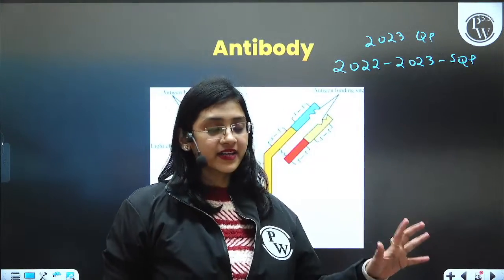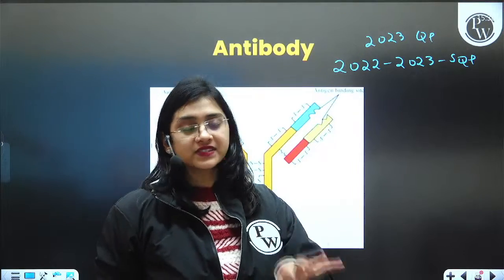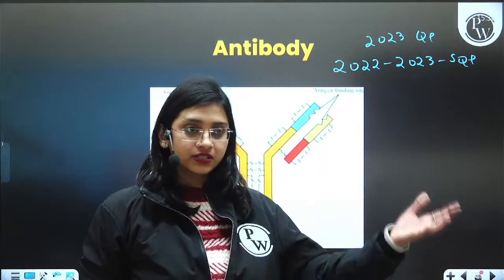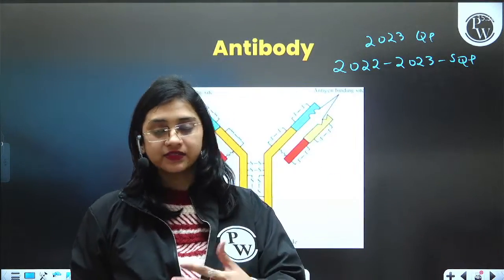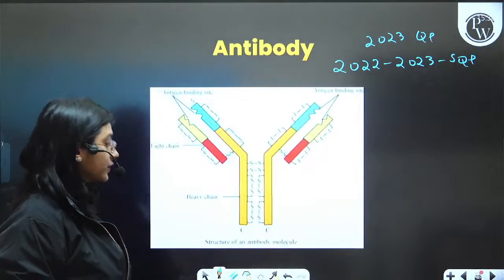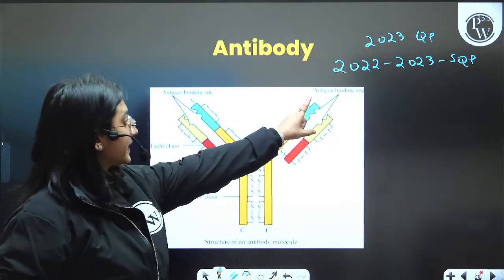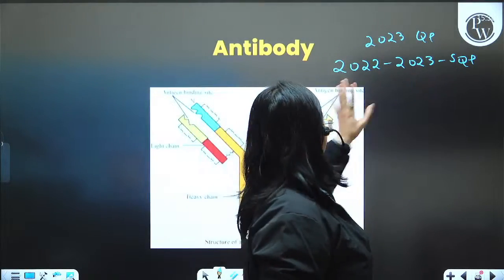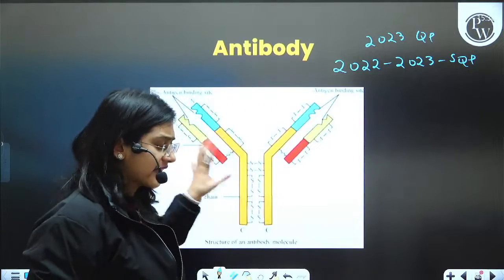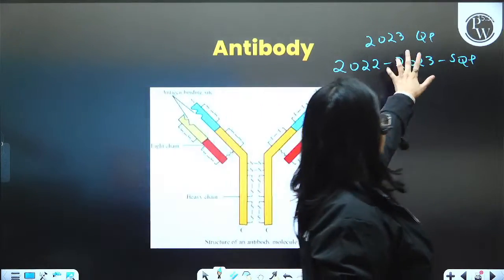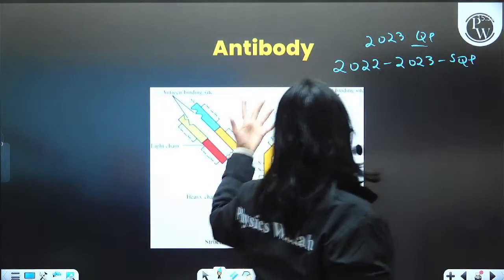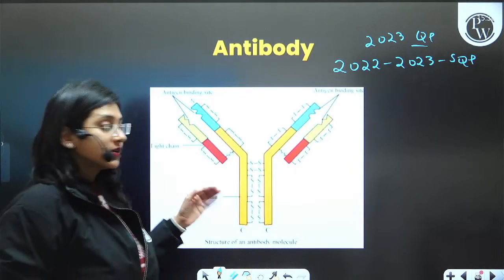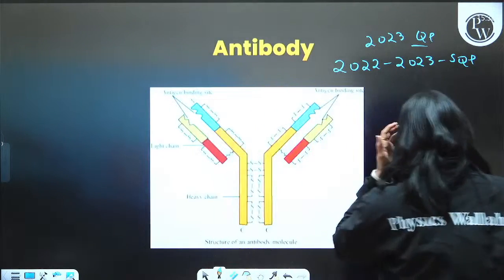In general, what I can say is the answer is going to be the same for both the sample question paper as well as the final year question paper. So that's what is going to happen. The 2023-2022 sample question paper had this question related to antibody, where they have asked to explain antibody, which means you have to draw the diagram. So antibody structure is important.